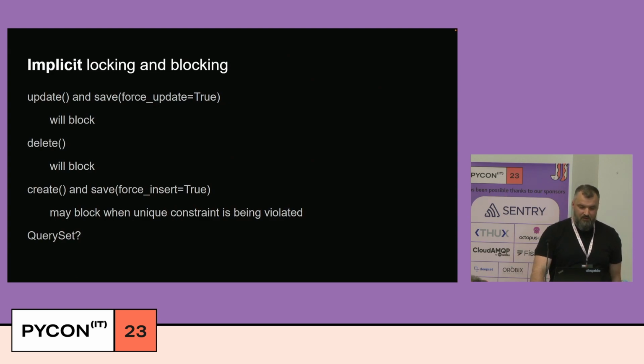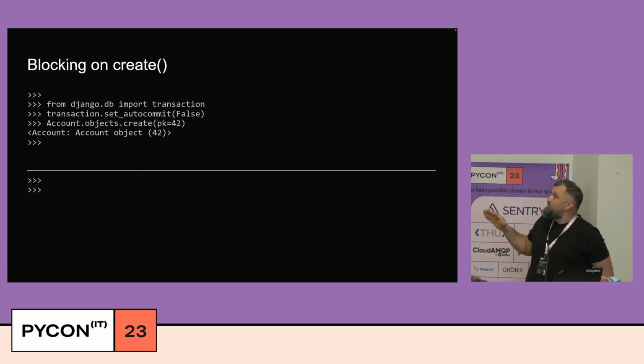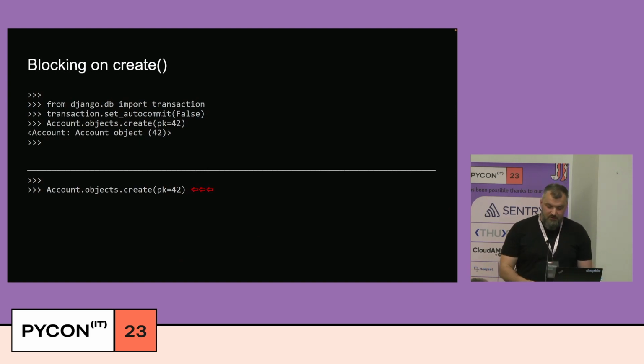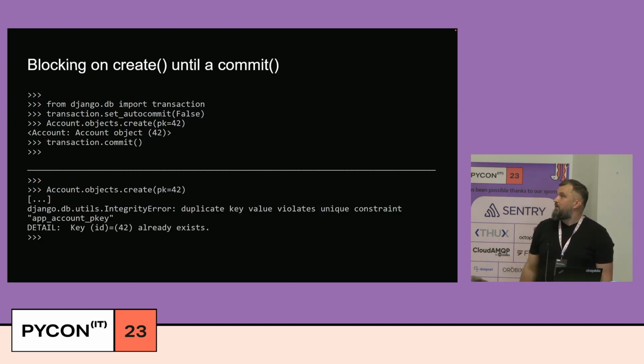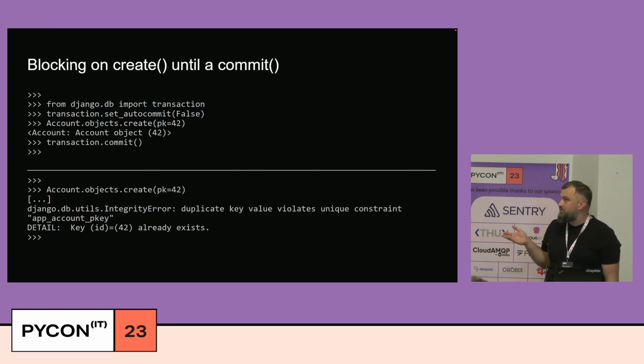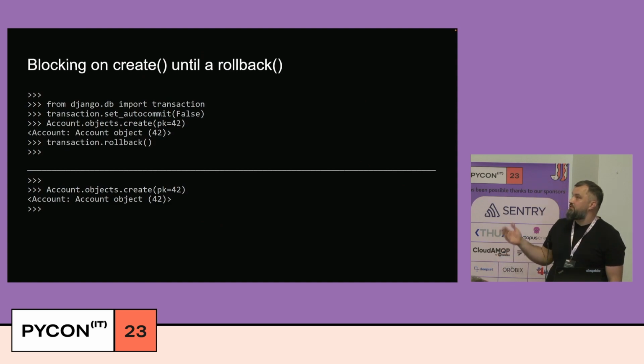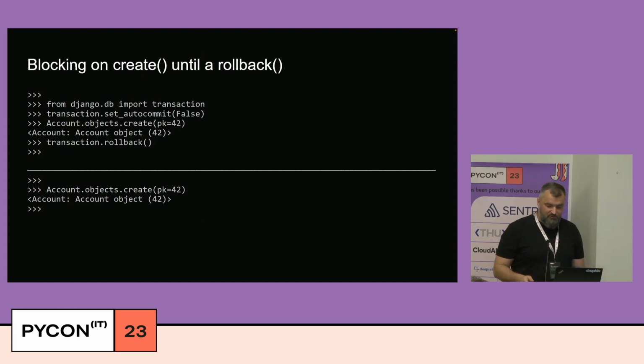So blocking is happening all the time. And what I want to show is that there's blocking on create. You can create an account with unique key 42. Then you try to do the same from another session, and it's stuck there. It's waiting for a lock. And if you commit, you get an error in the second session, which is fine. If you do the rollback in the first session, then the second session succeeds. So that's an interesting thing.